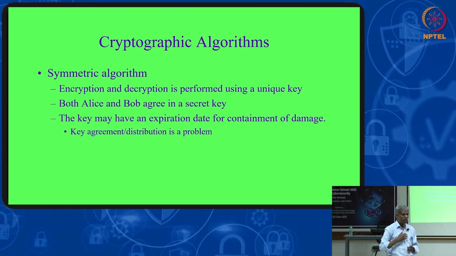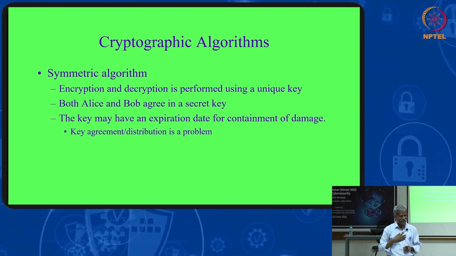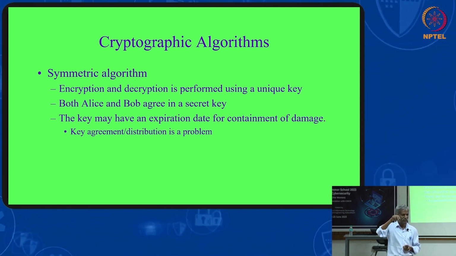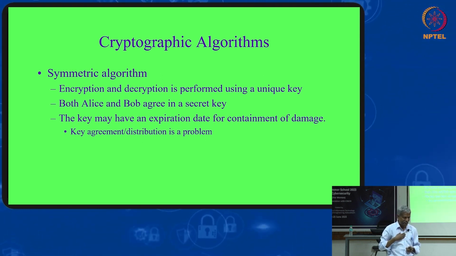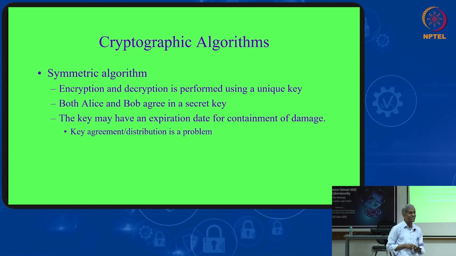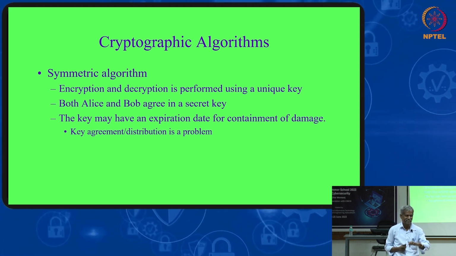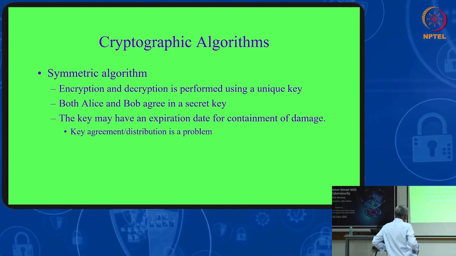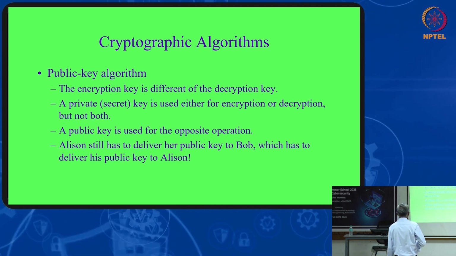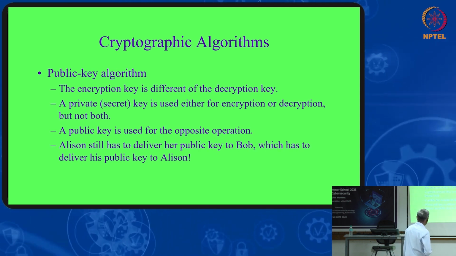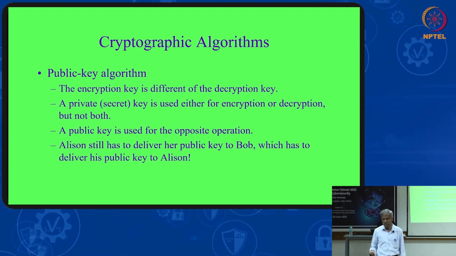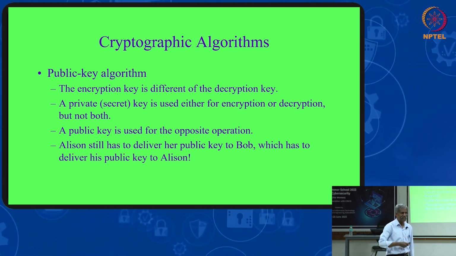You are sending me g power y, I am having x, I am putting g power y whole power x, I am getting g power xy. But I am encrypting with g power x, you are encrypting with g power y. So we are using different keys, that is only public key. So the public key, the encryption key is different from the decryption key. The sender will be using a different key and the receiver will be using a different key.